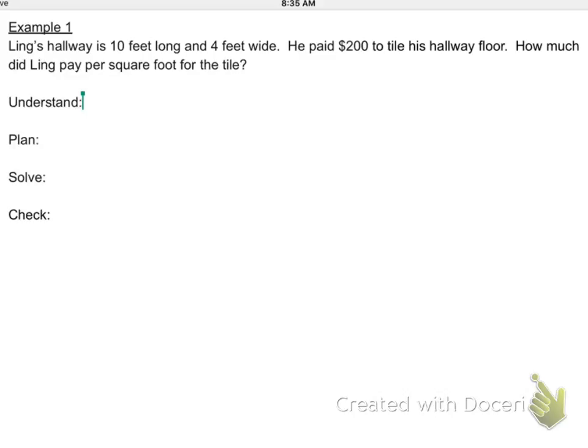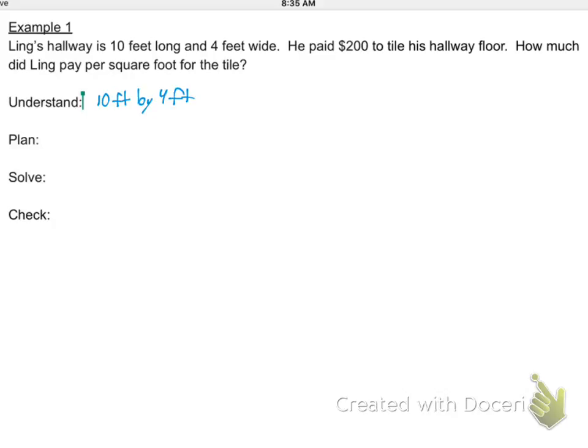So we have to understand the problem. What are they giving us? They're giving us 10 feet and 4 feet. What is 10 feet and 4 feet? It's the dimensions of the hallway. So it gives us that the hallway is 10 feet by 4 feet. So we were given that.